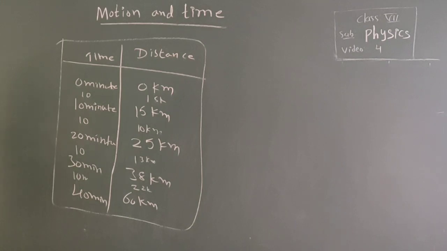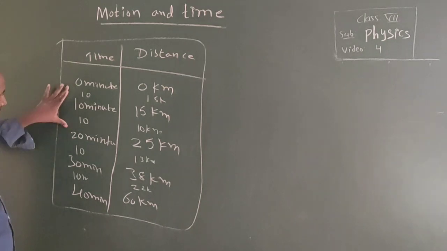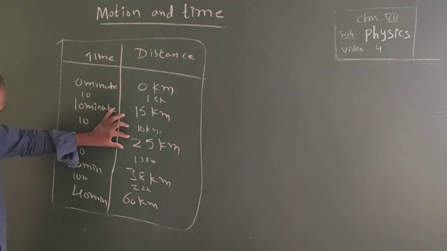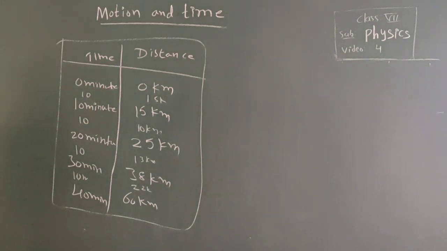From the table we notice that the car has covered unequal distances in equal intervals of time. The time is equal, 10 minutes each, but the distance is unequal. So the car covers unequal distances in equal intervals of time. That means the car is in non-uniform motion.